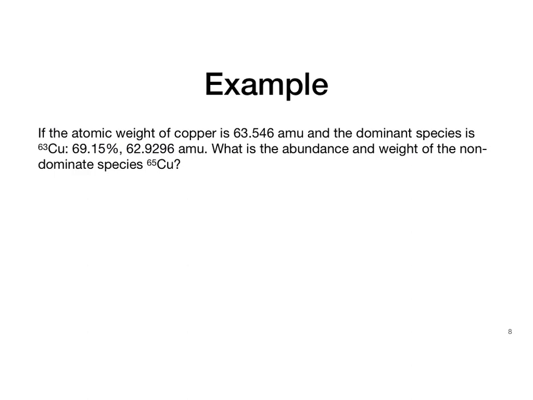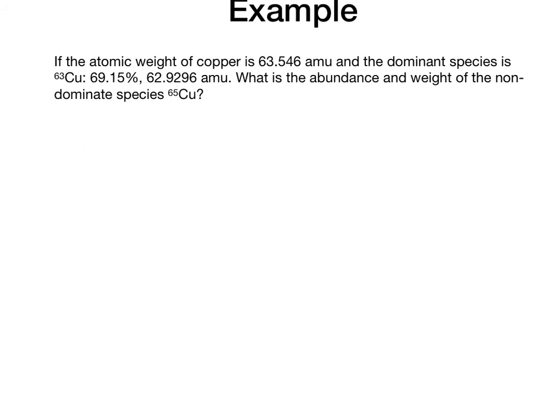So let's look at another example, because I think this calculation is important. In this case, the atomic weight of copper is 63.546 atomic mass units, and the dominant species is copper-63, which is 69.15% abundance and has a mass of 62.9296 atomic mass units. What is the abundance and the weight of the non-dominant species? So let's start with the abundance.